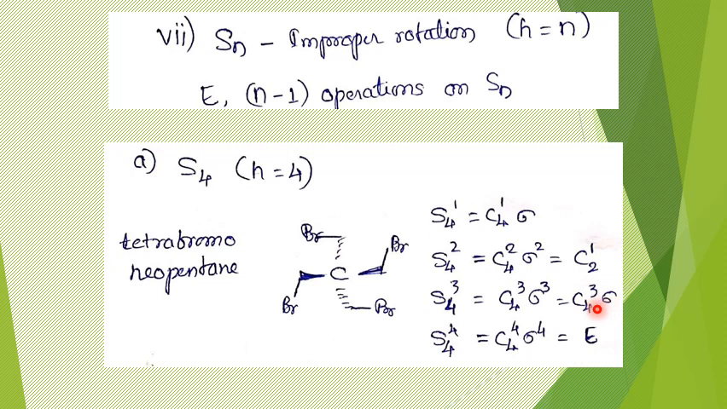So C43 into sigma, it remains a genuine improper operation. Then the last one, S44, that will be C44 into sigma 4. C44 is also E, and sigma raised to 4 is also E, so therefore it will be E, right? So for this point group there will definitely be chances of confusion, because usually in our method we start by identifying the proper axis first.